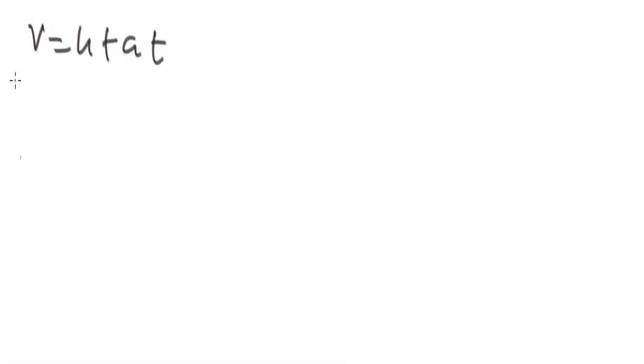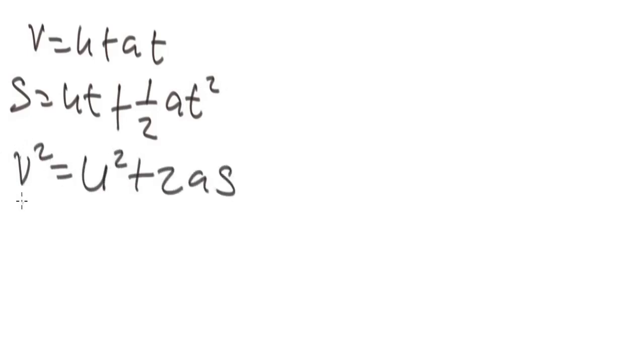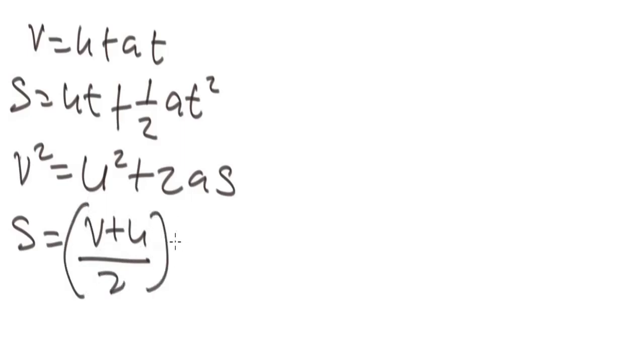We have the second one to be x equals ut plus half at square. We have the third one to be v square equals u square plus 2as. Alright, we have our x equals (v plus u) over 2, in brackets, times t. Alright, so here our v is our final velocity, our x is our distance.